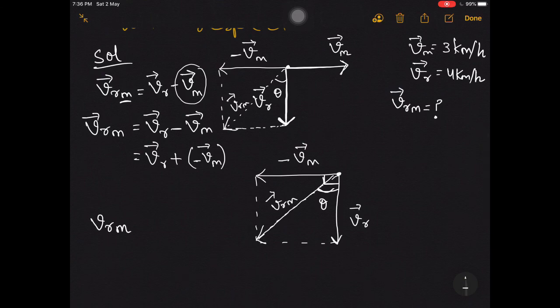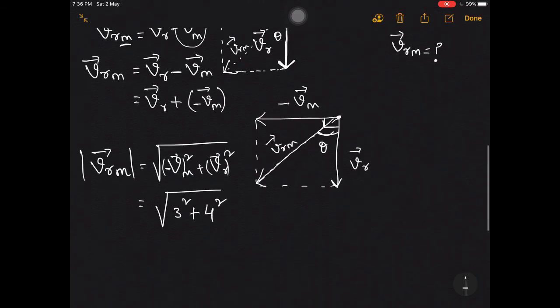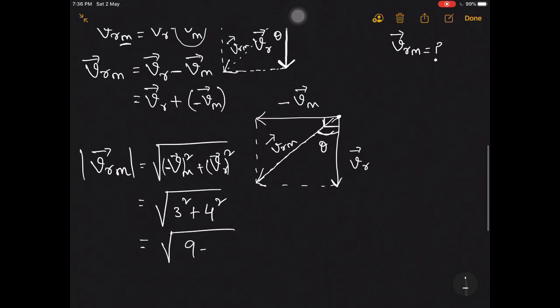So Vrm, the magnitude of this vector, is simply root of Vm square plus Vr square, magnitudes squared. Even if I put minus here, it will not change much because I will ultimately square it and add. So it will be 3 square plus 4 square. Let's calculate. 9 plus 16, root 25. Root 25 is 5. So Vrm's magnitude is 5 km per hour.